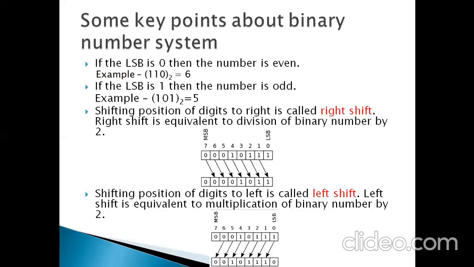Similarly, if we shift the position to the left, it is called left shift. Left shift is equivalent to multiplication of binary number by 2. In left shift, what we do, we put the number present at position 0 at position 1, the number present at position 1 at position 2, and so on. And finally, we fill the LSB with a 0, as you can see in the figure below.